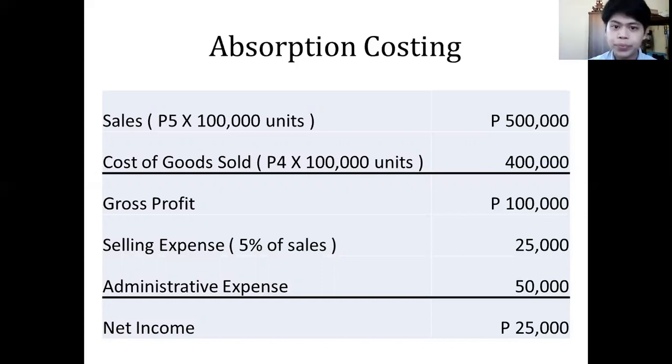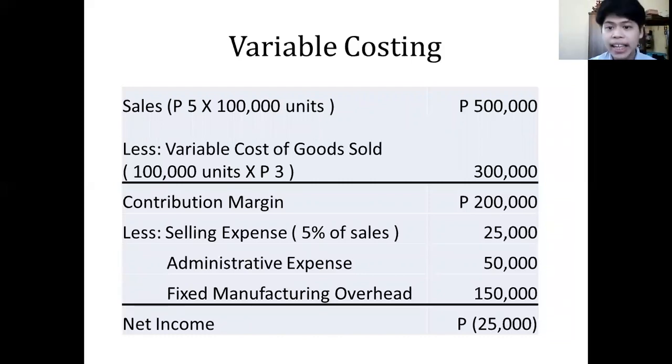Let's now go to variable. In variable costing, the sales is still the same: 5 pesos times 100,000 units equals 500,000 pesos. However, look at what is below: less variable cost of goods sold. Only variable costs, so 100,000 times 3 pesos. The question is, why only 3 pesos? What is missing is the 1 peso of fixed overhead. We did not include the 1 peso per unit of fixed overhead. So, 100,000 units times 3 pesos equals 300,000 pesos.